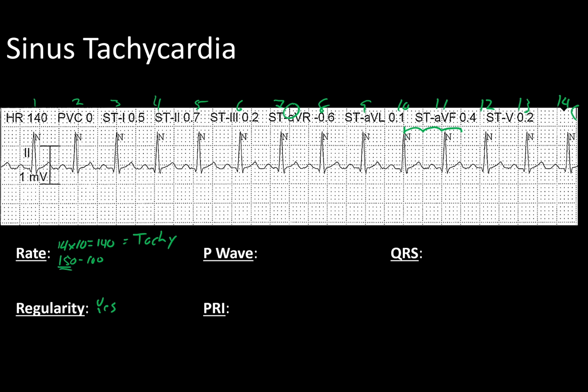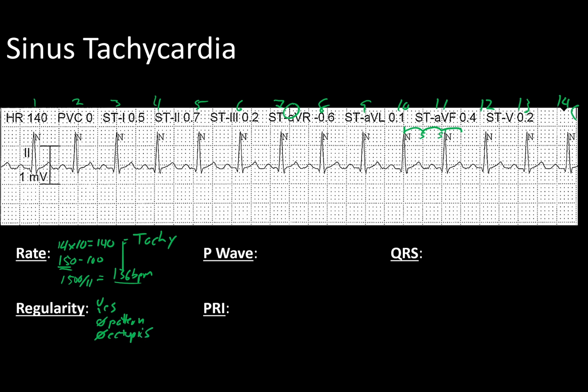Overall, if we're actually going to count these, that's 5, 10, and then 11. So 1500 divided by 11 gives us 136 beats per minute, which ain't bad. Again, tachycardic. So we are regular. Is there any pattern? And the answer is no. There are no ectopics.